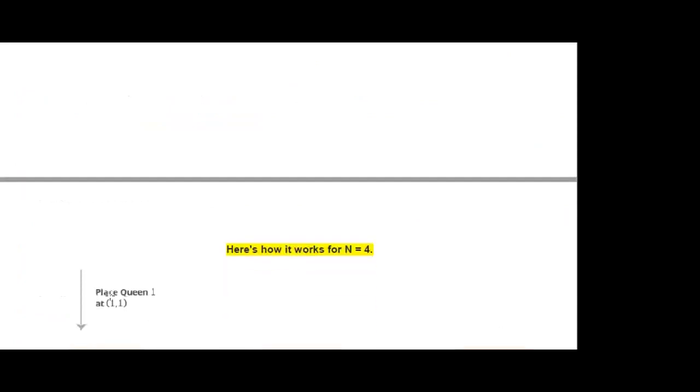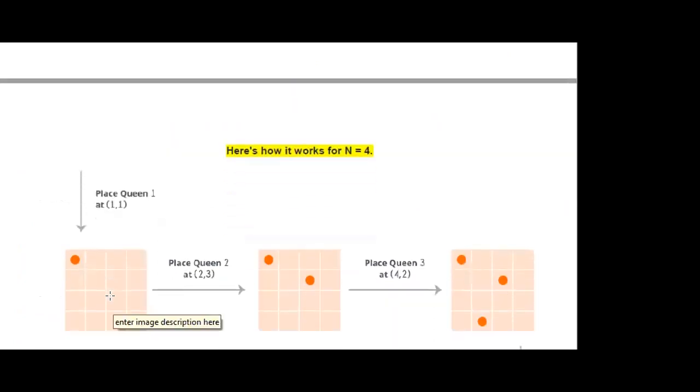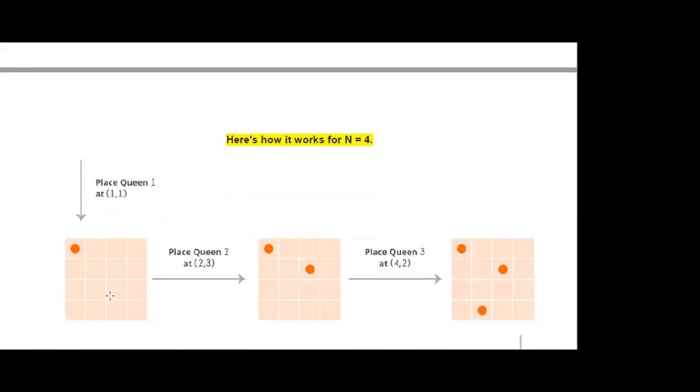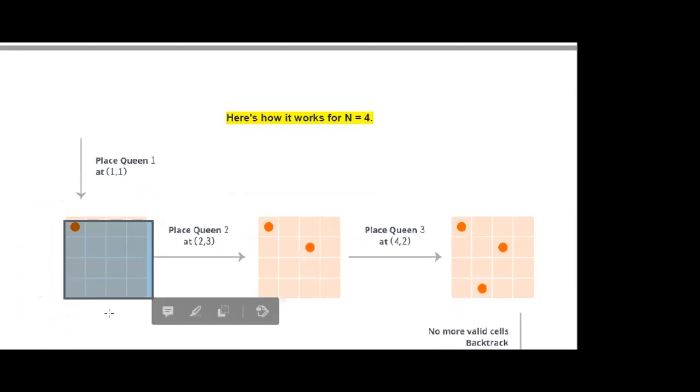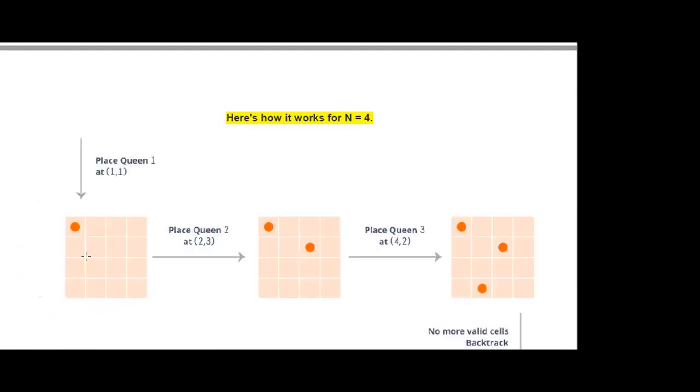Now let's take a position of a chessboard and see what I am talking about. Instead of taking an N into N square, I am taking N equal to 4. It means we are talking about 4 cross 4. In this diagram, we have a 4 cross 4 chessboard, which means 4 rows and 4 columns, and we have to place N queens. Here N equals 4, so we have to place 4 queens in such a way that none of them contradict, meaning none of them attacks the others.